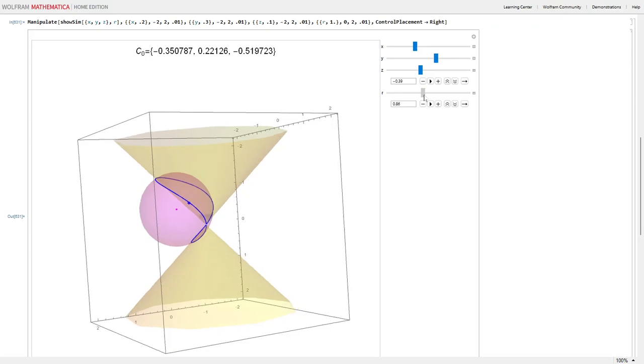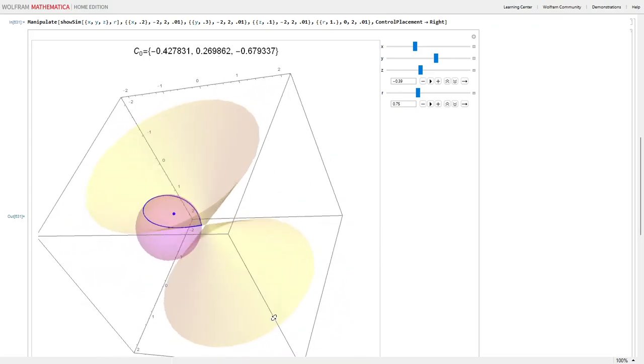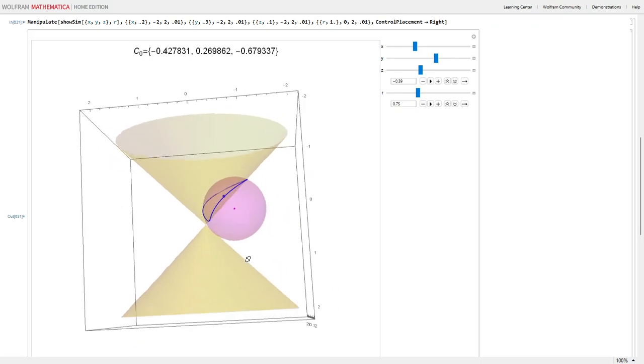Let's continue to increase that. So now you can see that it bifurcates. And what if we decrease the radius? Now you get a single component, right? You got a single component. Anyway, you get the flavor of this.